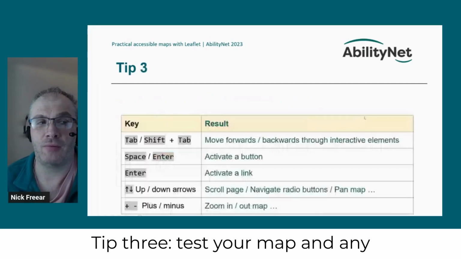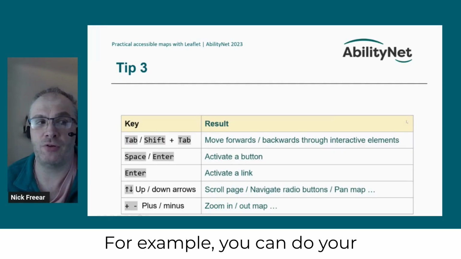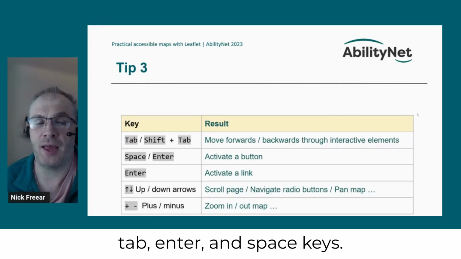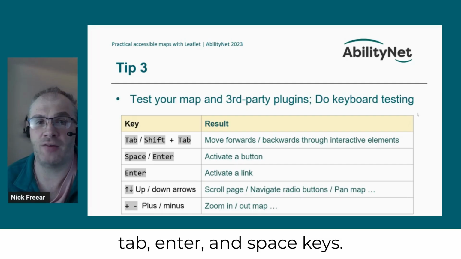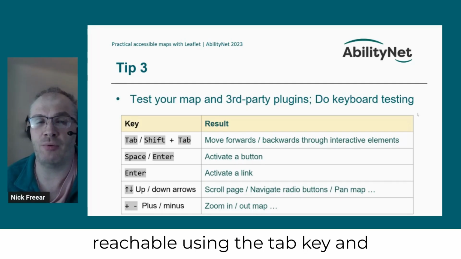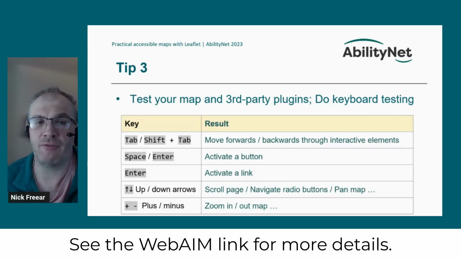Tip 3. Test your map and any third-party plugins that you use for accessibility. For example, you can do your own keyboard testing using the Tab, Enter, and Space keys. Anything that can be clicked with a mouse should be reachable using the Tab key and operable using Enter and/or Space. See the WebAIM link for more details.